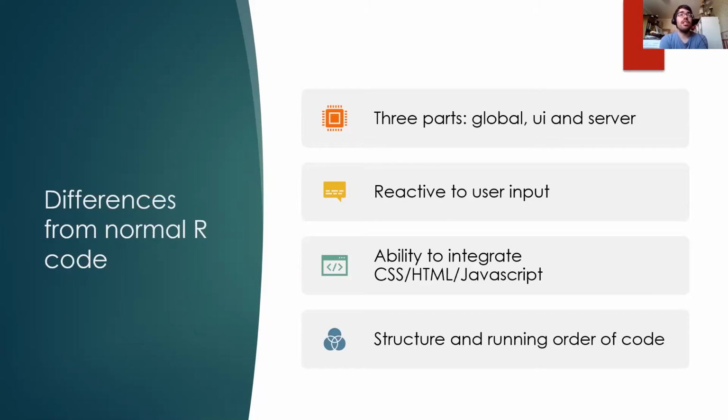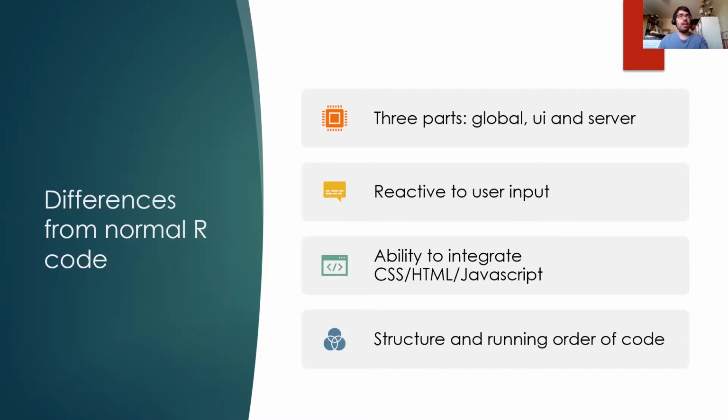Thirdly, you have the ability to integrate the CSS, HTML, and JavaScript web languages. As I say, you don't need to know any of them to use a Shiny app properly, but if you or other people on your team have specialities in these areas, it's very easy to get into the app, use them to hack around in the background, change the appearance of your app, add features that haven't been invented yet, or just understand how it's all been put together. And fourthly, the structure of the app and running order of the code is slightly different from normal R code.